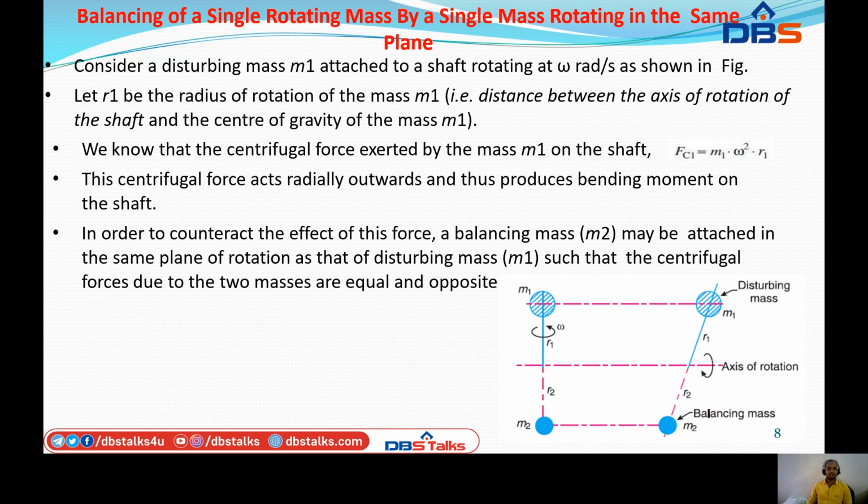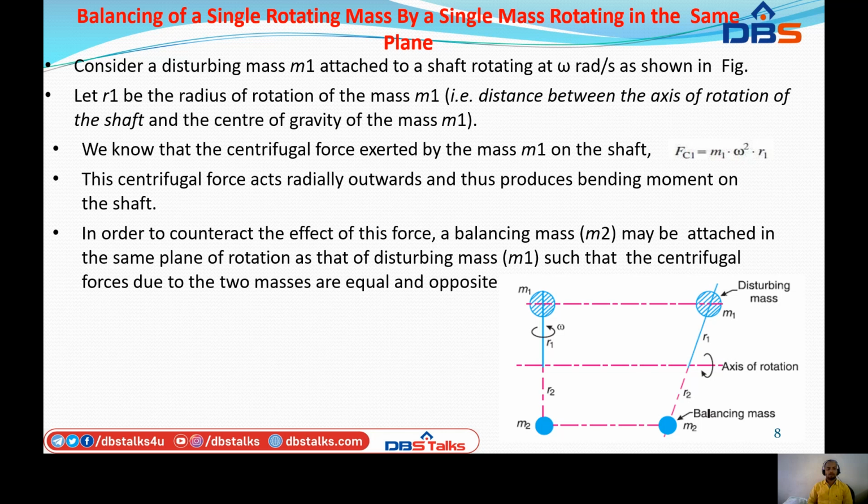This is the first case, balancing of a single rotating mass by a single mass rotating in the same plane. So in the same plane, the two masses are rotating. Consider a disturbing mass m1 which is attached to the shaft rotating at omega radians per second, which is shown in the diagram itself.